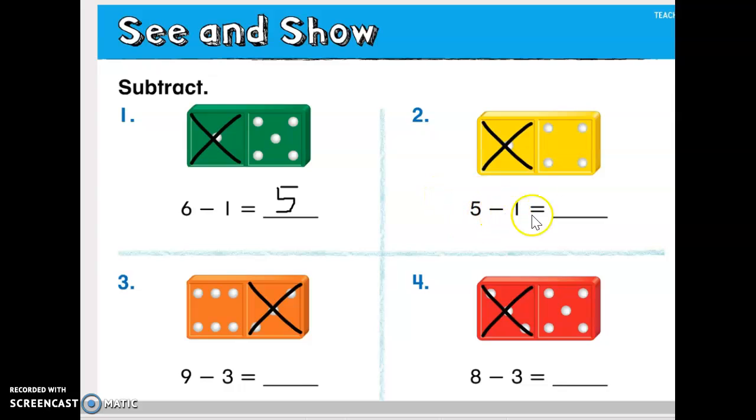All right, 5 take away 1. And then we notice that we have 4 left over. Okay, this is 9 take away 3. And our answer is 6. And here we go, 8 take away 3. And of course, you have left over. Our answer is 5. I bet you are writing these so fast before I can even finish.